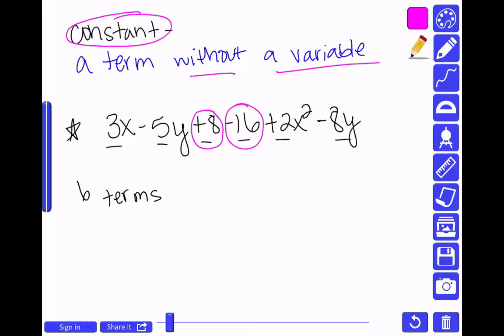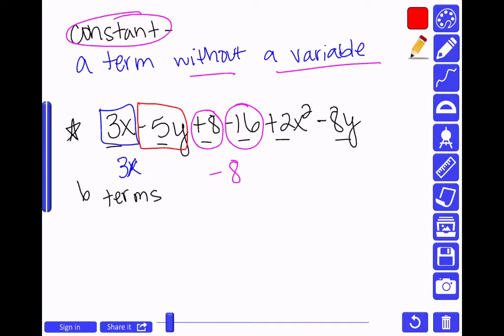Now, we also have what we call like terms. Like terms are terms that can be combined because they either share a variable or they don't have a variable at all. So plus 8 and minus 16, those are like terms, and I could combine those to be minus 8. 3x does not have another like term. You may think that the 2x squared is a like term, but it is not, because x is not the same as x squared. So the 3x would just be still a 3x by itself, if I'm simplifying this.